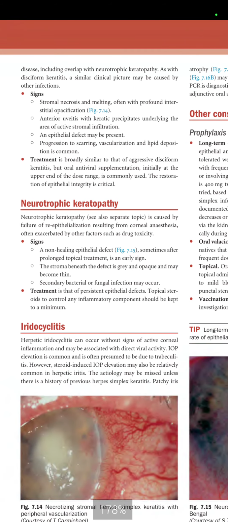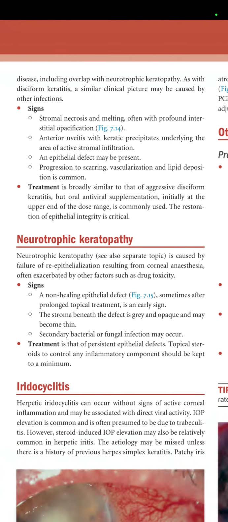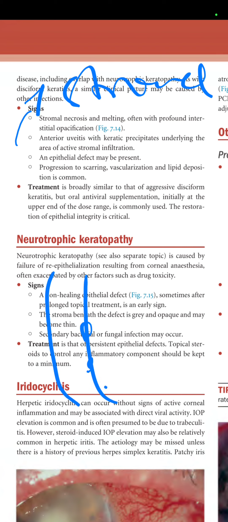As with disciform keratitis, a similar picture may be caused by other infection. Signs include stromal necrosis and melting, often with a profound interstitial opacification. So, in this case, the stromal opacification is very significant. Anterior uveitis with KPs underlying the area of active stromal infiltration. So, there also can be an anterior uveitis with KPs.